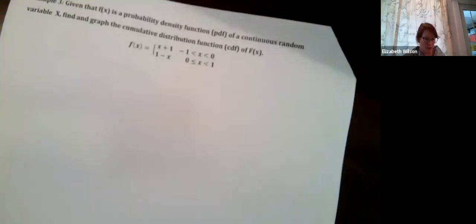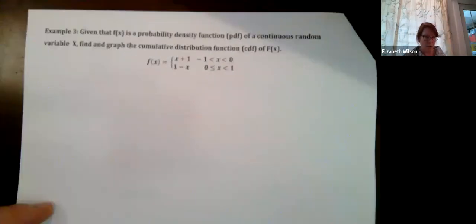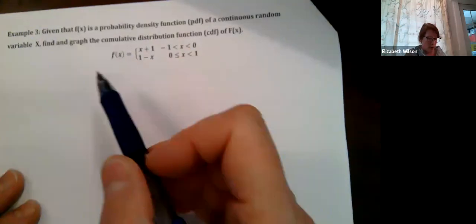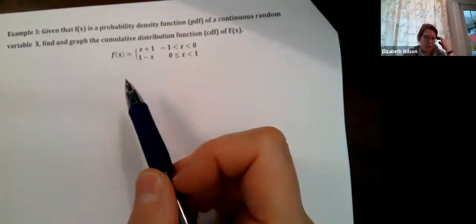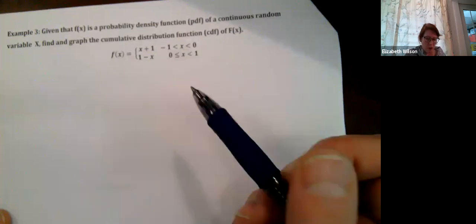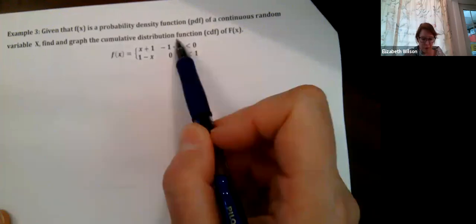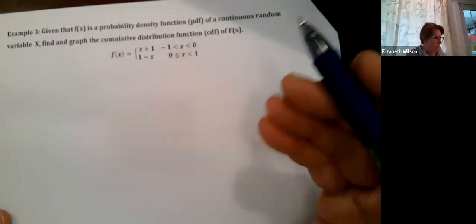Okay, so let's go to example 3. Example 3 says we've got this function, f of x, is a probability density function. It's a piecewise function of a continuous random variable x. We want to find and graph our CDF, our big F of x. So given this, let's see how we can do this.